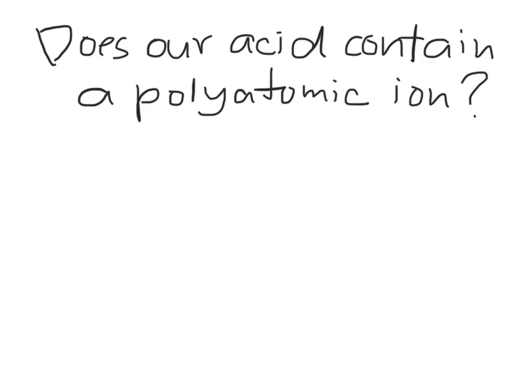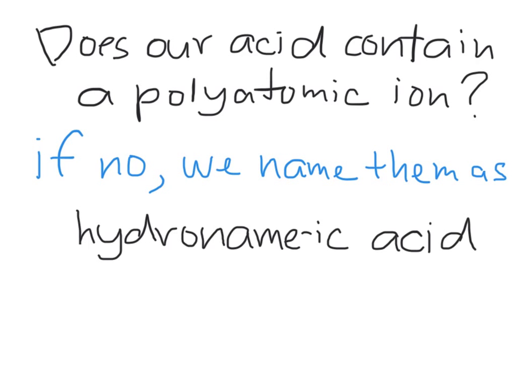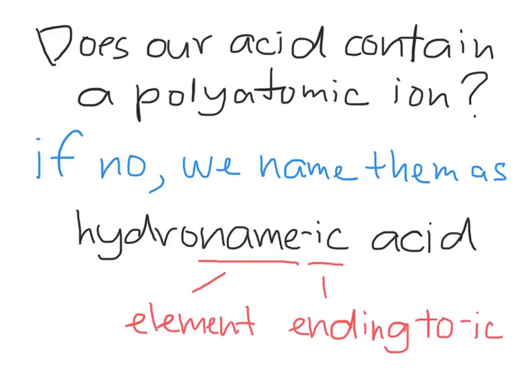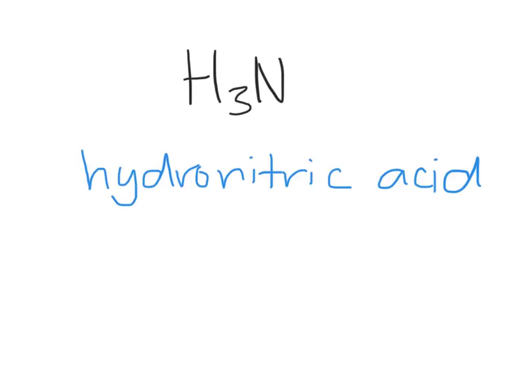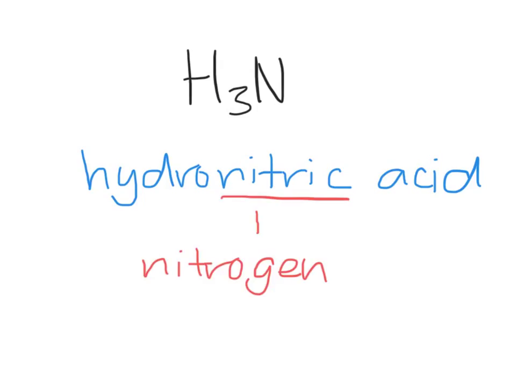Now that we know how to recognize what acids are, we need to ask ourselves the following question. Does our acid contain a polyatomic ion? If no, we name the acid as hydro-name-ic acid, where the name is the name of the element with its ending changed to ic and followed by acid. For example, H3N is called hydronitric acid, where nitric is the element nitrogen whose ending has been changed to ic.